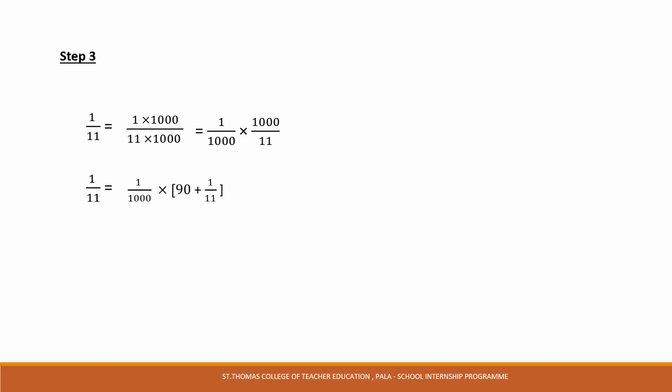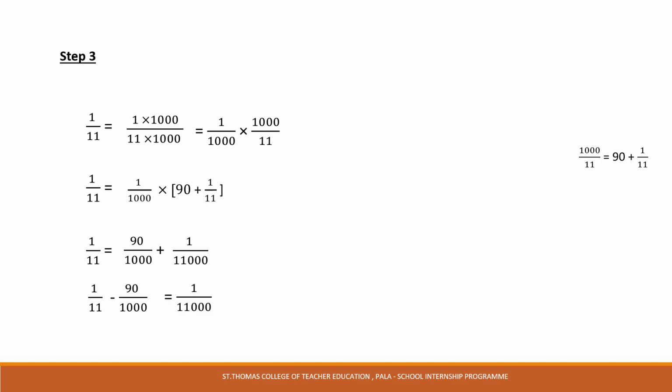Now tell me the third step. Yes, 1 by 11 multiplying with 1000 and splitting it as 1 by 1000 into 1000 by 11. Very good. Then replacing 1000 by 11 with 90 plus 1 by 11 as 1000 by 11 equal to 90 plus 1 by 11, isn't it? Now applying distributive property and we get two terms as 90 by 1000 plus 1 by 11,000.